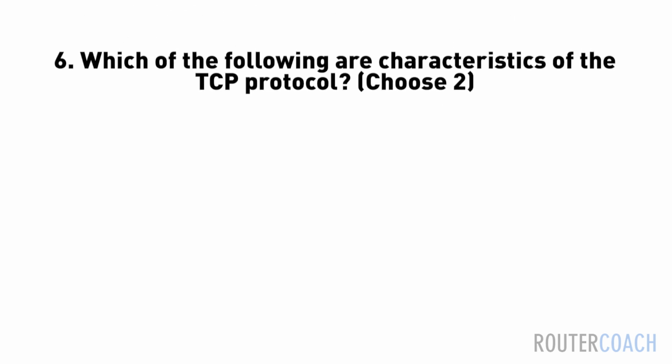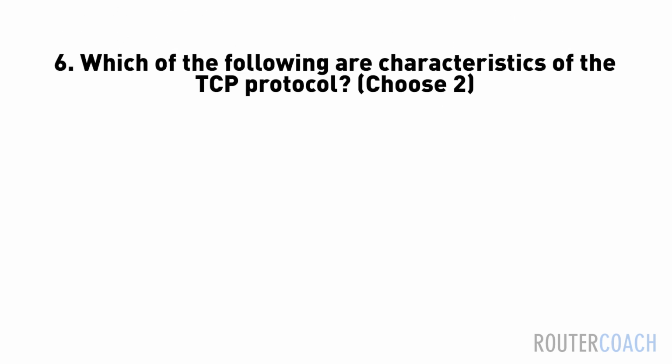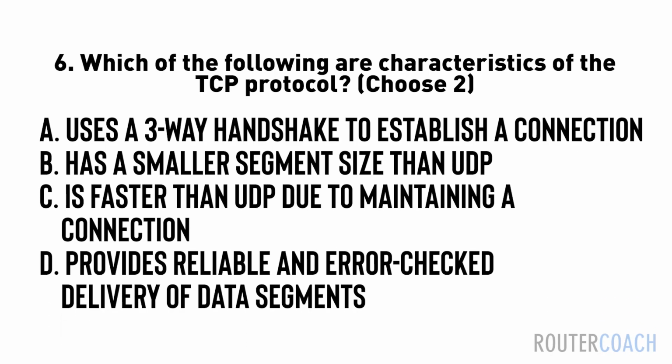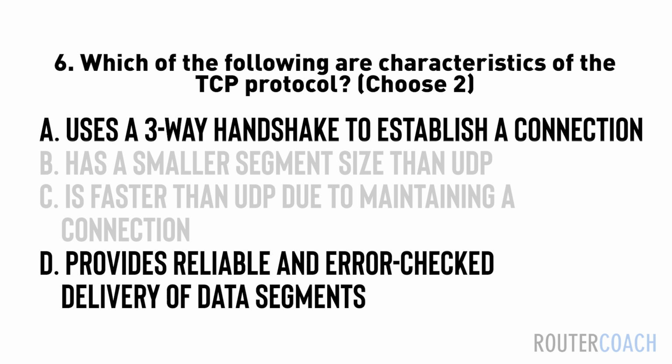6. Which of the following are characteristics of the TCP protocol? Choose 2. A. Uses a three-way handshake to establish a connection. B. Has a smaller segment size than UDP. C. Is faster than UDP due to maintaining a connection. D. Provides reliable and error-checked delivery of data segments. The answer is A and D.